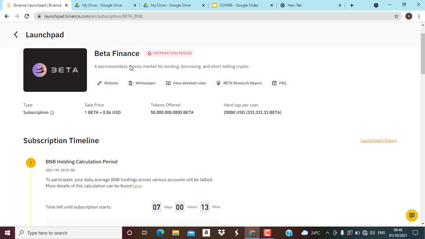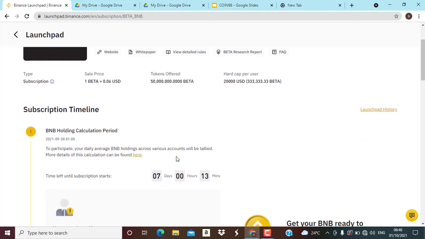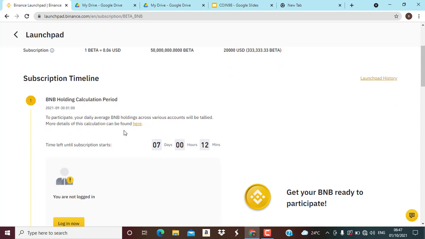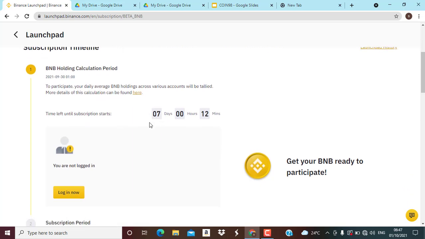So the first period is the preparation period, where you have to actually start holding BNB from this very time of the recording of this video till the end of the token preparation period, which is on the 8th of October 2021. So after the preparation period, we have the subscription timeline, and the one here is the BNB holding calculation period. So Binance have to calculate the number of users that hold BNB within this period, the quantity of BNB they hold, and then they will allocate this very token in relation to the quantity of BNB they were holding during these 8 days.